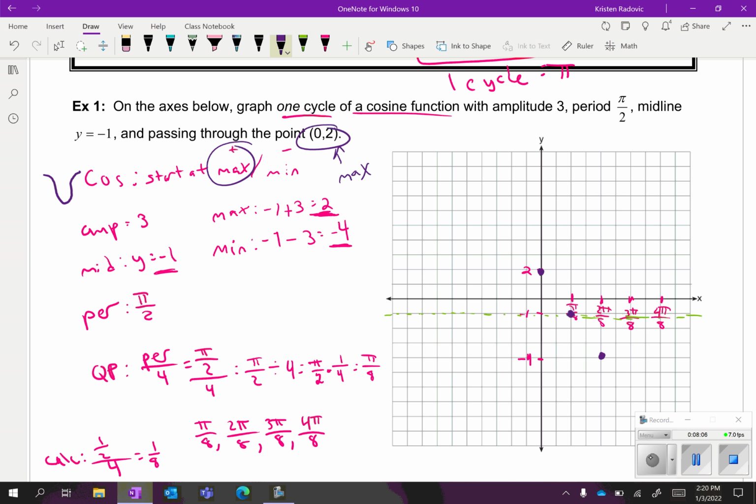And we just went top, middle, bottom, so now we're going to go bottom, middle, top. We're going to work our way back up at the next quarter point on the midline, and your final quarter point is going to end at the maximum. And then you just have to fill it in.